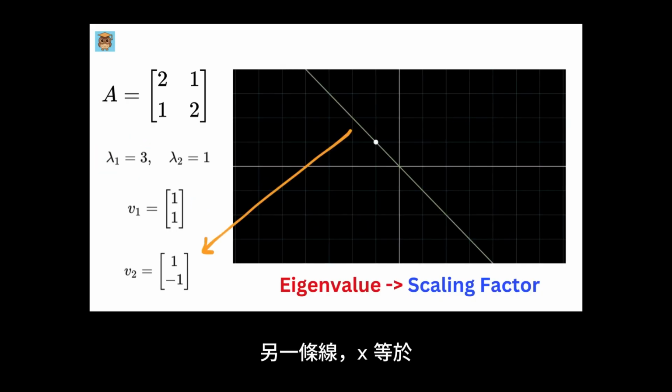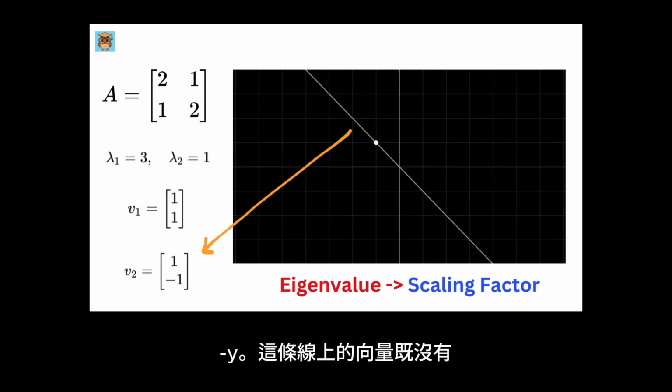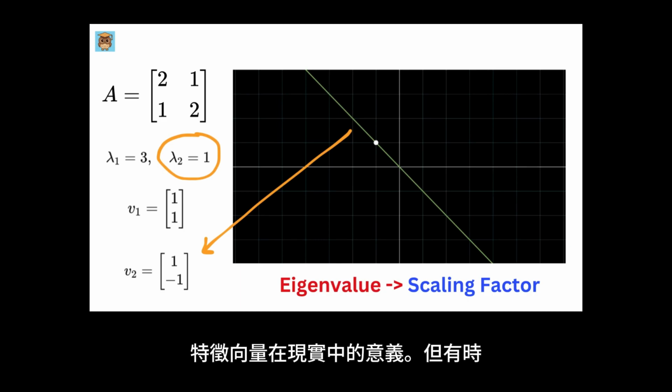We also have this other line where x is equal to negative y. The vectors along this line neither get rotated nor scaled. They remain the same, meaning the eigenvalue here is 1. That's what eigenvalues and eigenvectors mean in real life.